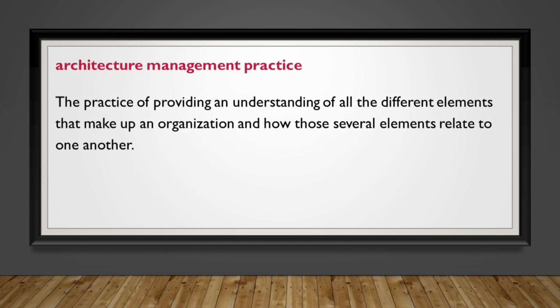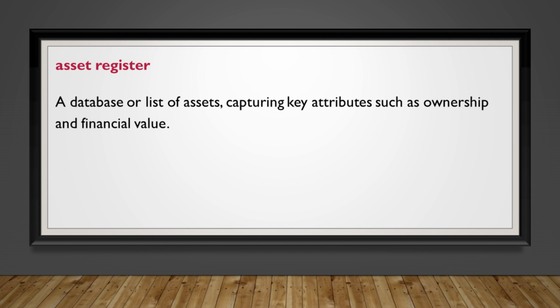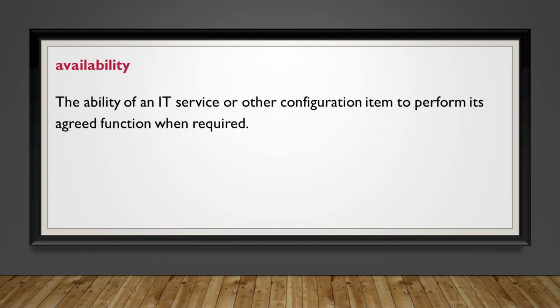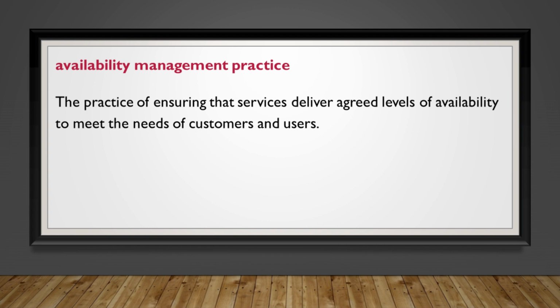Architecture management practice. The practice of providing an understanding of all the different elements that make up an organization and how those several elements relate to one another. Asset register. A database or a list of assets, capturing key attributes such as ownership and financial value. Availability. The ability of an IT service or other configuration item to perform its agreed function when required. Availability management practice. The practice of ensuring that services deliver agreed levels of availability to meet the needs of customers and users.